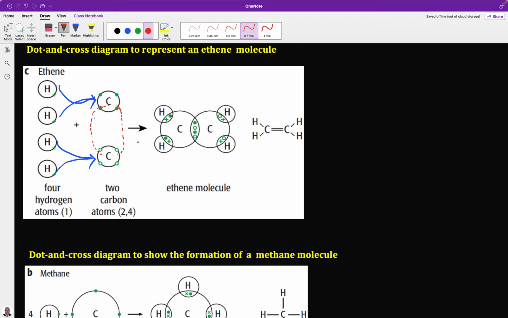When 2 pairs of electrons are shared, it results in a double bond. Only 1 pair results in a single bond. If there are 3 pairs, it results in a triple bond. So this gives the structure of an ethene molecule.